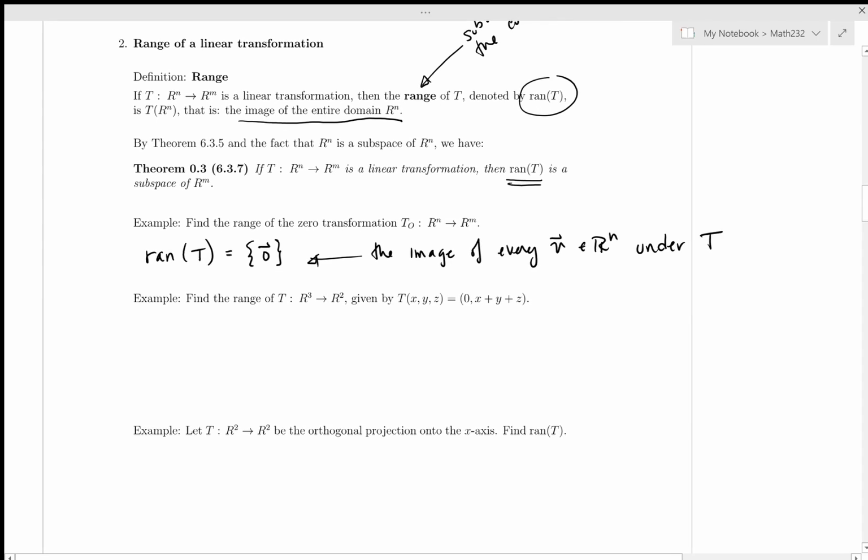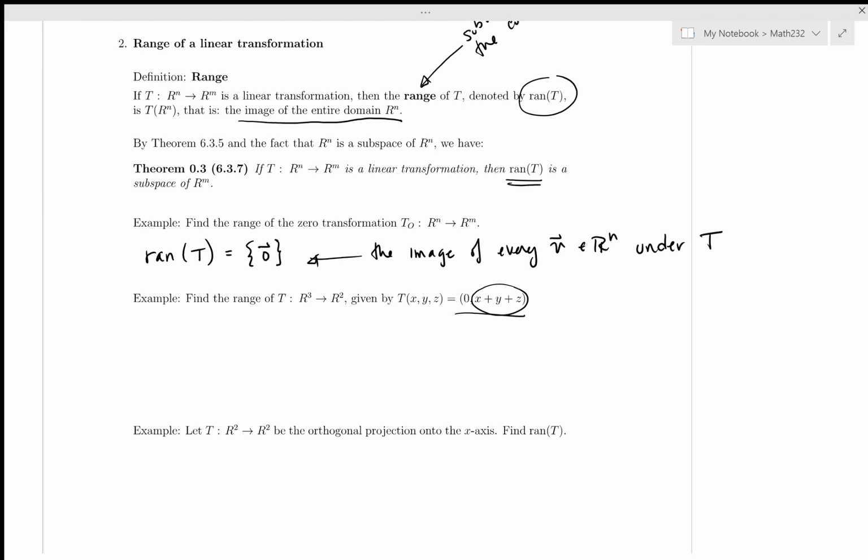Okay, let's take another one. We saw this transformation already. We found what the kernel was a couple of slides previous. Now what we're asking is, what is the range? I am looking at the output vectors that will have the format 0 and then something else here. Given all possible inputs, the number that's going to be there, x plus y plus z, is going to be all possible numbers. So the range of T is the y-axis.